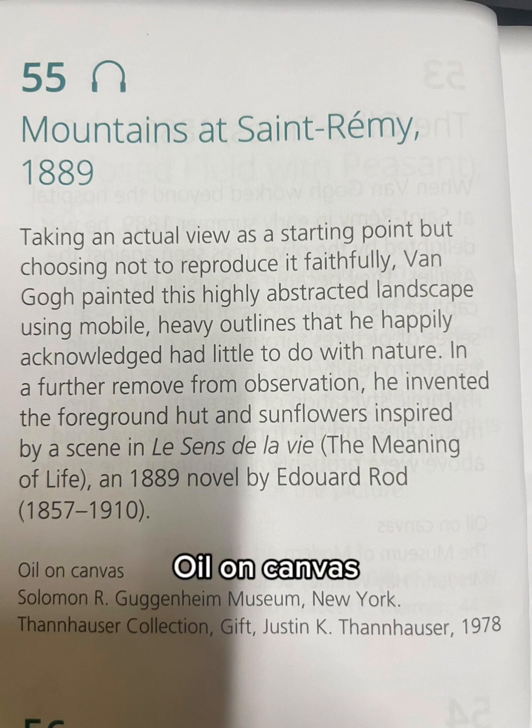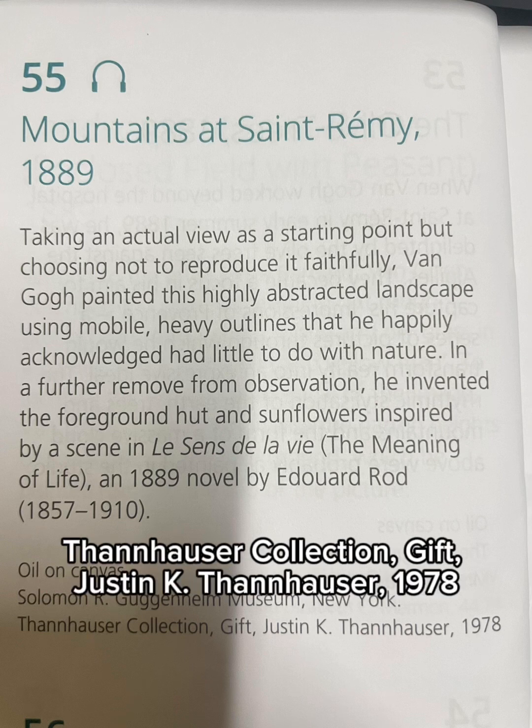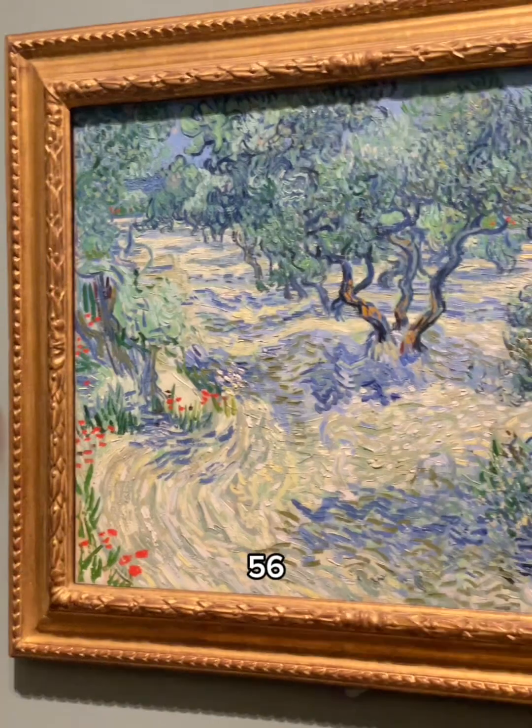1857-1910. Oil on canvas. Solomon R. Guggenheim Museum, New York. Thannhauser Collection. Gift, Justin K. Thannhauser, 1956.